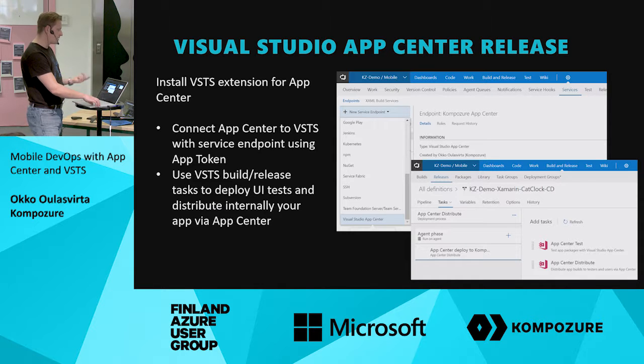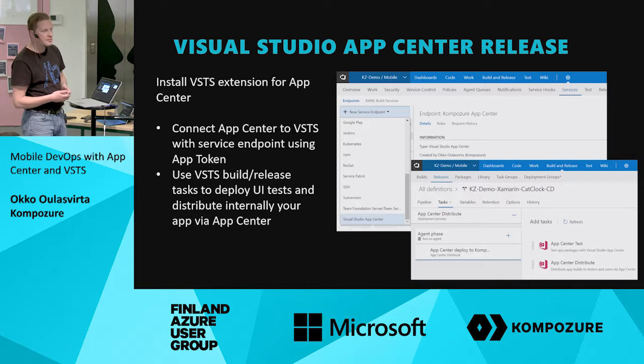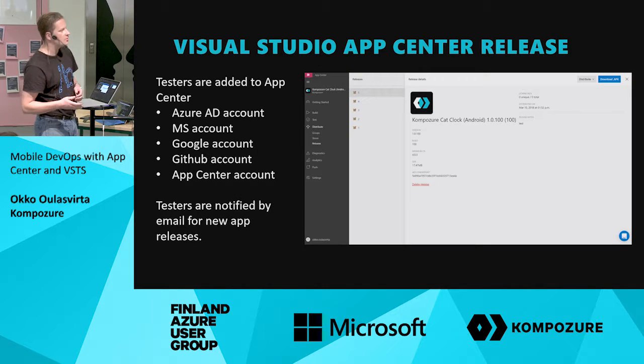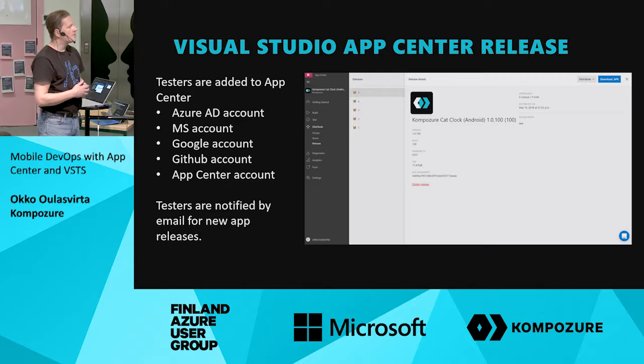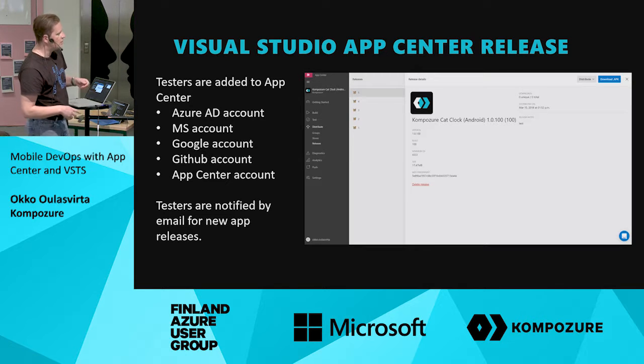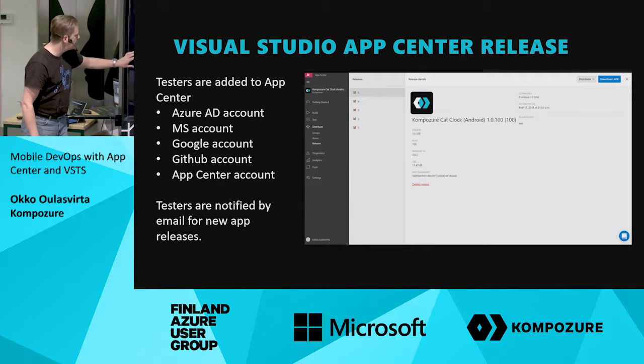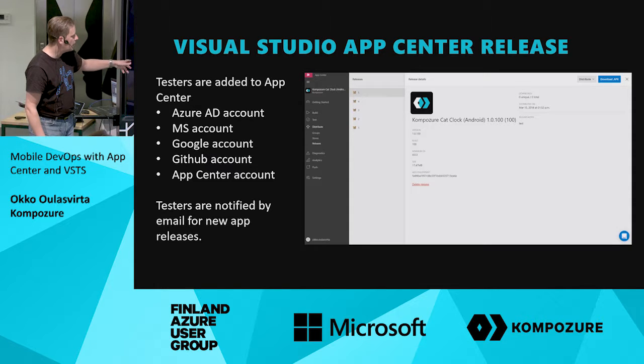Then you just create the service endpoint as you would do on the Azure side also. So if you want Visual Studio Team Services to deploy stuff to Azure Resource Management, you have to have this endpoint configured, and this is done also on the App Center side.